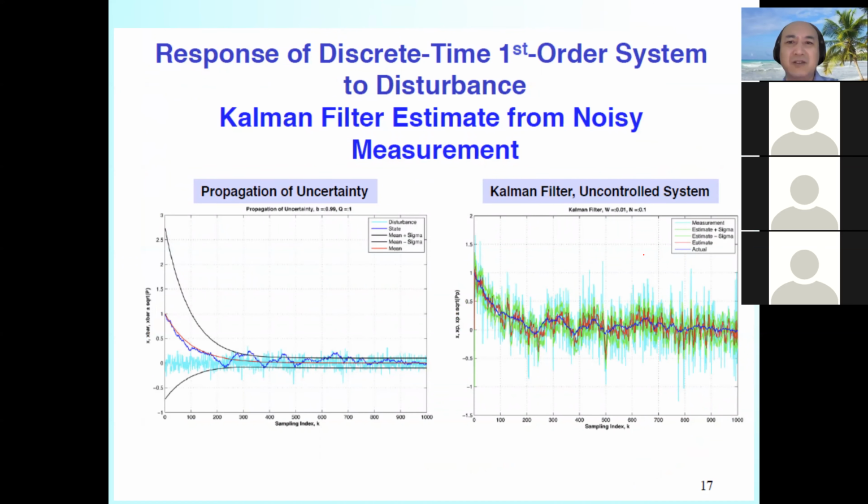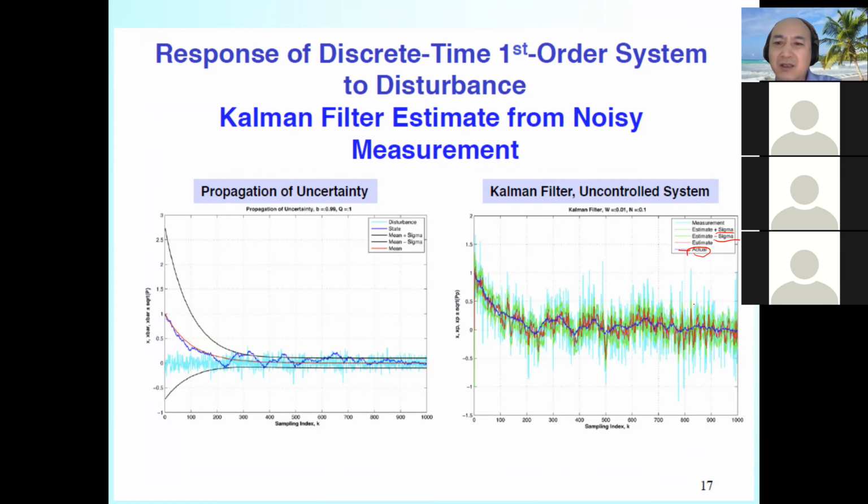So let's take a look at a first order system and Kalman filtering estimation from a noisy measurement. This is a propagation of those uncertainties. You can see the uncertainty is getting smaller. For the uncontrolled system, you have something like this: plus 1 sigma, minus 1 sigma. This estimator is red. The actual signal is blue.